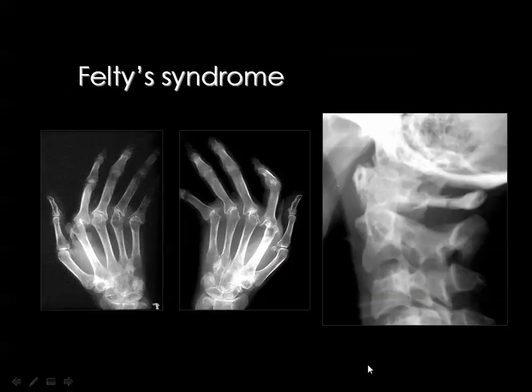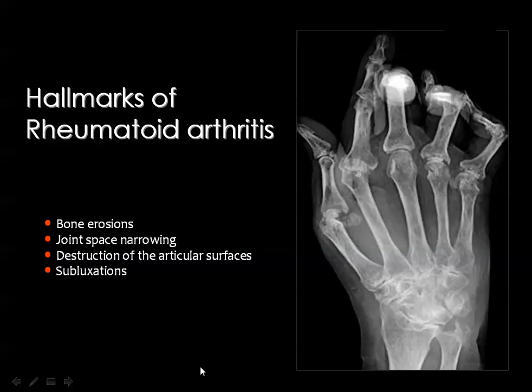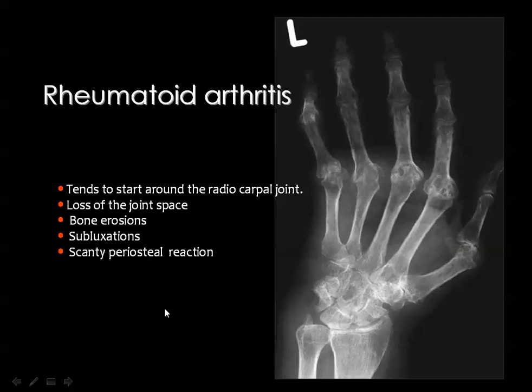Then in the x-rays you will see the changes of rheumatoid arthritis. In order to diagnose Felty syndrome, you should know that the spleen in this patient is enlarged, and also the white blood count is significantly decreased. Then the important landmarks of rheumatoid arthritis will include bone erosions, which affect the articular surface late in the disease, joint space narrowing, destruction of the articular surfaces, and the subluxation.